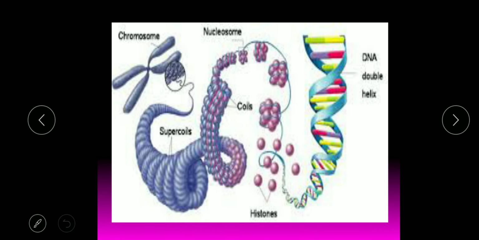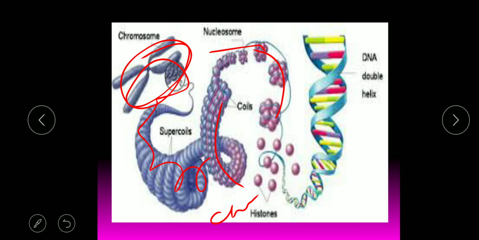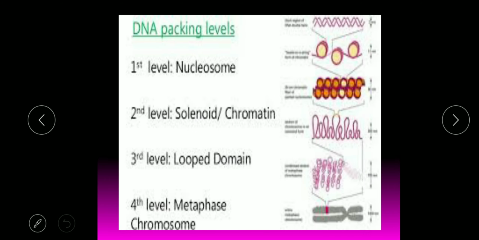So this is the coiling of the DNA double helix. When it is coiled around the histone, it is known as a nucleosome, and when the nucleosome is coiled again, it is known as a chromatin fiber, and again after coiling and condensation at the metaphase stage, it is known as a chromosome. So the first level of DNA packaging is the nucleosome, DNA wrapped around the histone protein. After coiling of the nucleosome, it forms the chromatin or the solenoid.